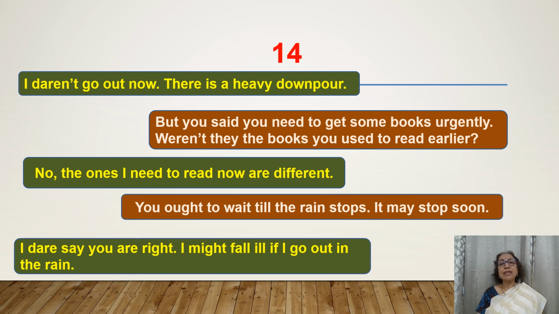I dare say is an expression. It has nothing to do with the meaning of the auxiliary verb. Here, the verb dare say, the usage is, I think you're right. I dare say you're right.